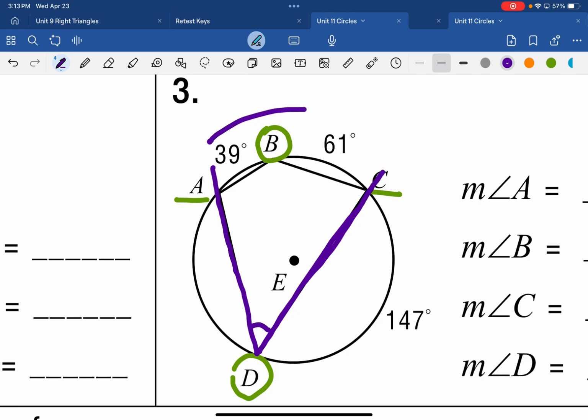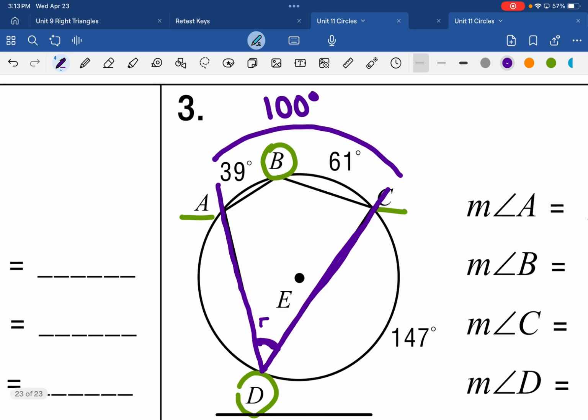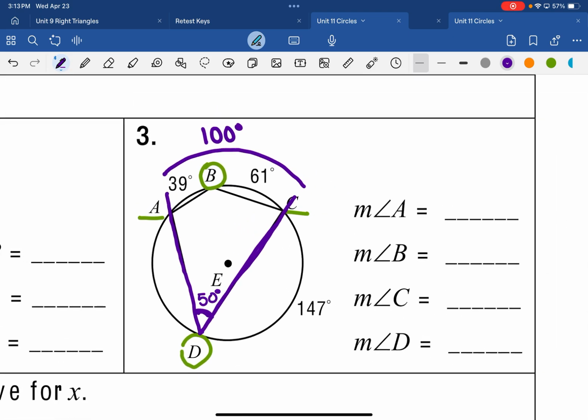ABC. So I have this whole arc right here. What's the degree of that arc? 100. It's 100 because 39 plus 61 is 100. So if that is 100, how do I find angle D? Divide it by 2, which is 50. So right there, I know that angle D is 50 degrees.